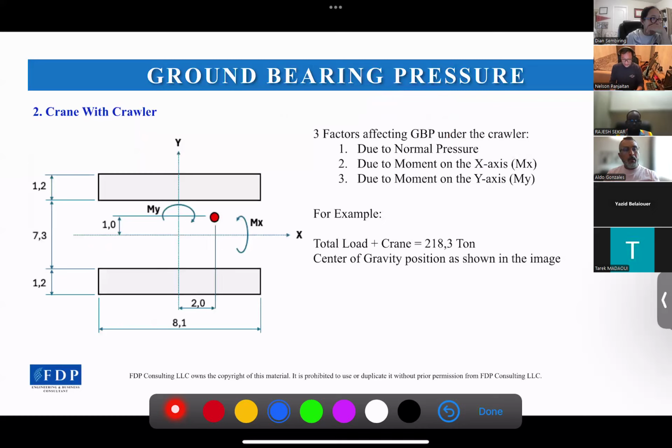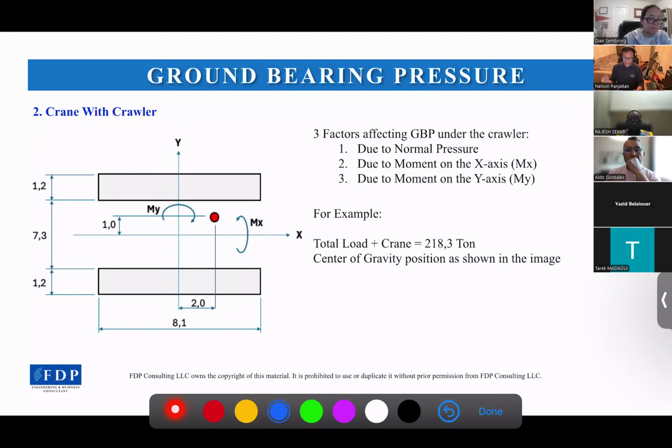The next one is the crane with a crawler. For this type of crane, there are three types of ground bearing pressure that could be considered. First is ground bearing pressure due to the normal pressure. The second is ground bearing pressure due to moment forces on the x-axis. And the third is ground bearing pressure due to moment forces on the y-axis. To get these three, we need to know the COG of the crane, and the calculation process is the same as the previous crane without outriggers.